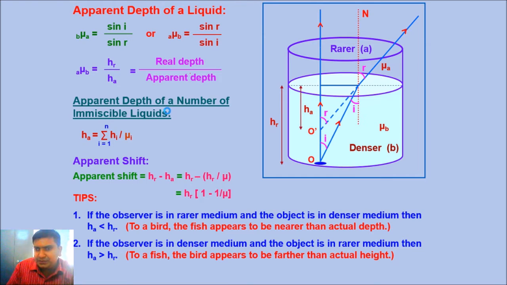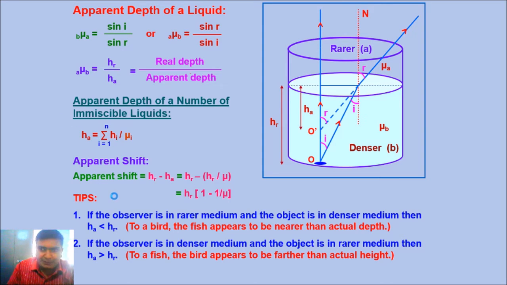Then there is the apparent shift. The apparent shift is basically the difference between real depth and apparent depth. So HR minus HA, taking HR common, is HR times (HR minus HA) by HR, which becomes 1 minus 1 by mu. So HR times (1 minus 1 by mu). This is the apparent shift formula.